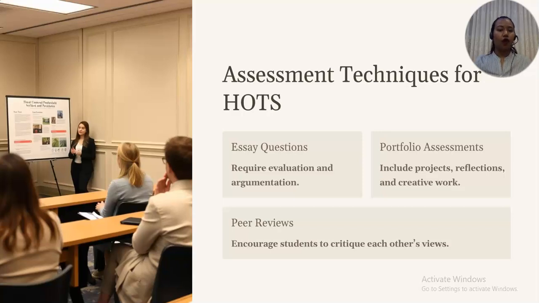Then the second HOTS assessment is portfolio assessment. So in this assessment, let students collect their own work, be it project, be it drawings, be it reflection. This will show their journey. Then we also have peer reviews. So here, you will have to ask them to review each other's answer. So this will teach them critical eye as well as respect. So assessment is not just to test, it is to reflect, to grow, and to improve.